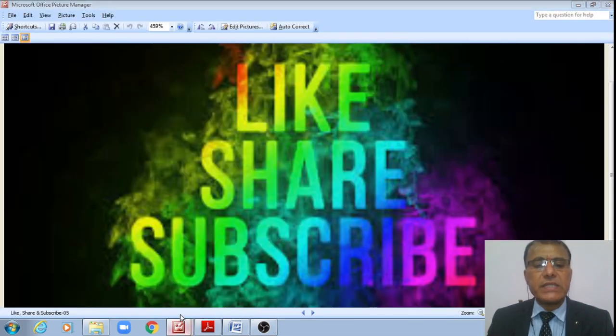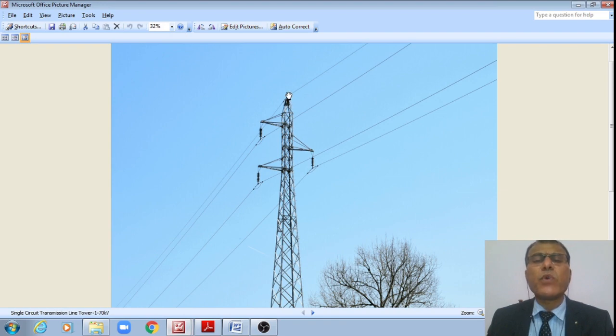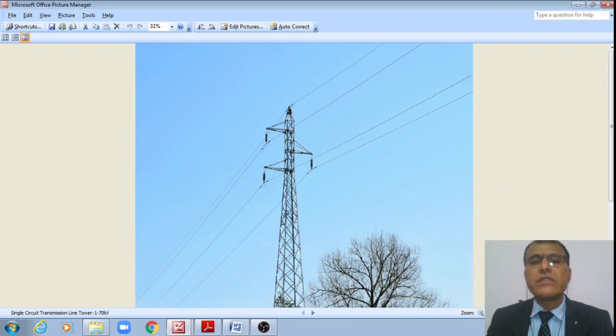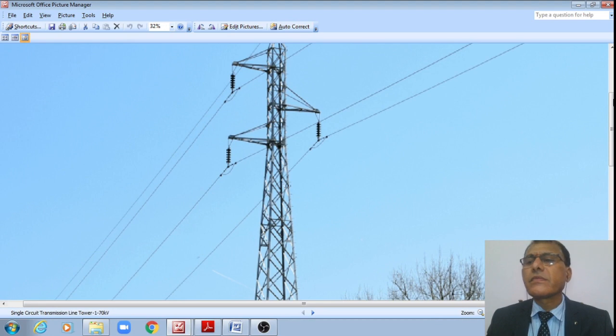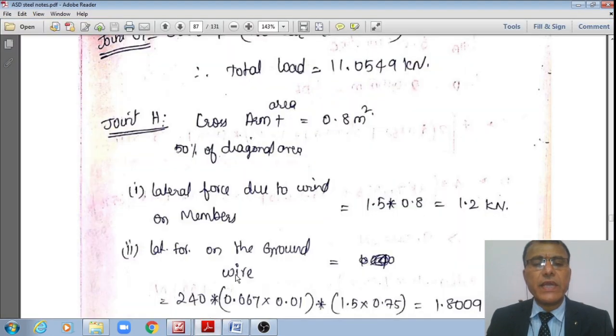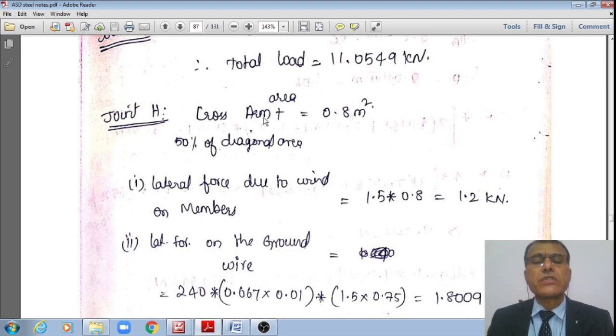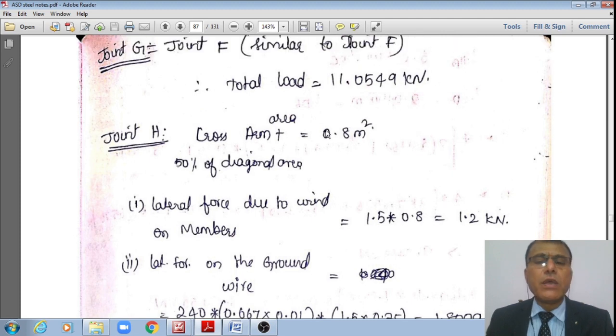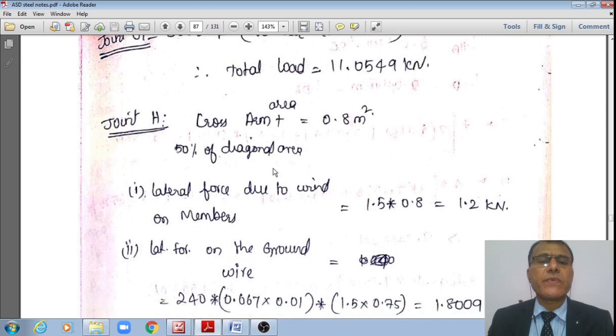Where the ground wire is connected, right? This point, joint H, where the ground wire is connected. Therefore, there I would have the cross arm, which is also provided in our figure, as well as the area of 50% of the diagonal. The cross arm itself is already assumed as 0.75, plus some additional 0.05. It works out to around 0.8 meter square.